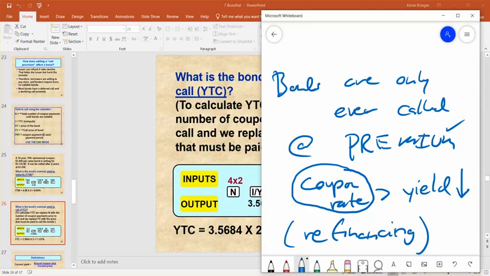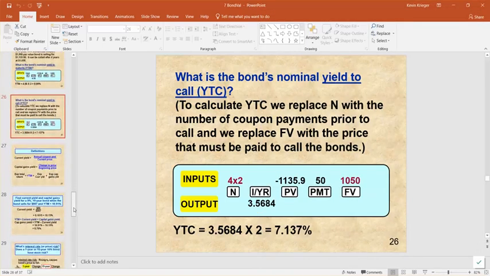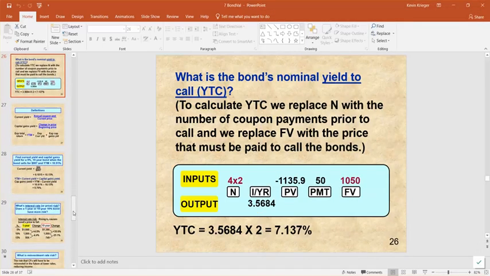If the yield to call is cheaper than the yield to maturity, then you plan to call them. You can't do it yet because you're still 4 years away from the callability. That's the equivalent of planning to refinance, same as if you're planning to refinance a mortgage. Of course, with a mortgage, you can typically refinance at any time, whereas bonds have some sort of call rules or provisions where you can't do it right away.